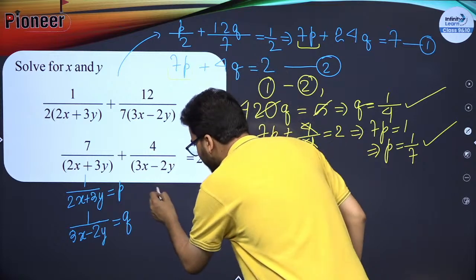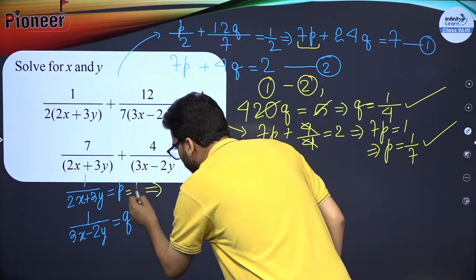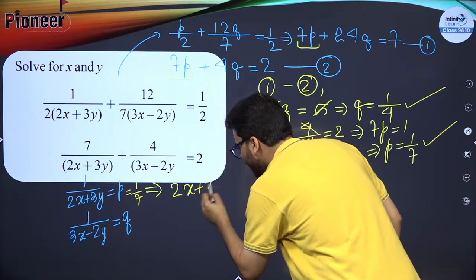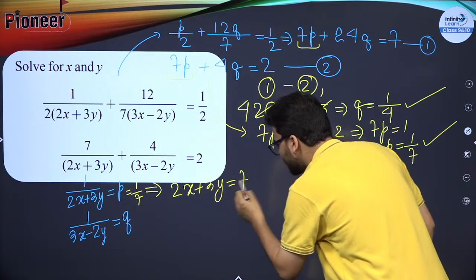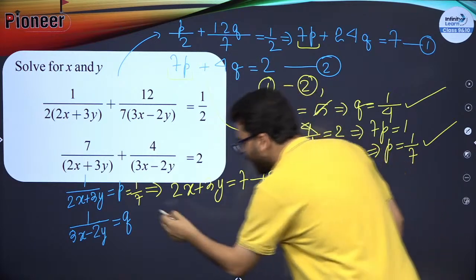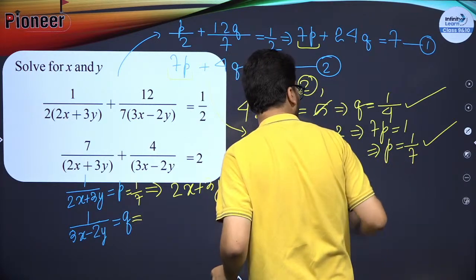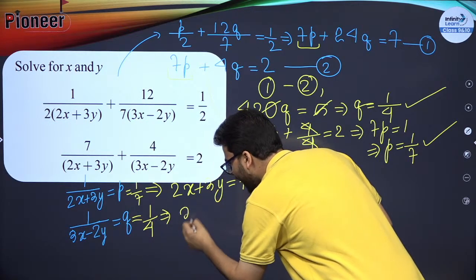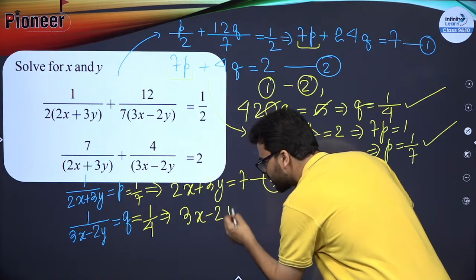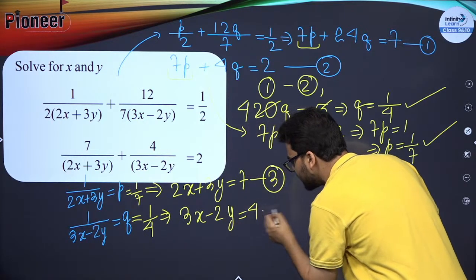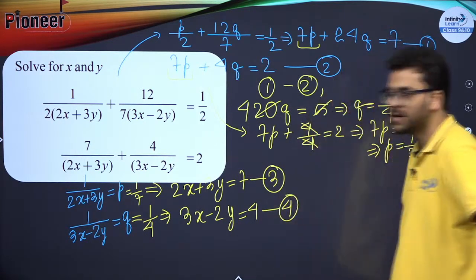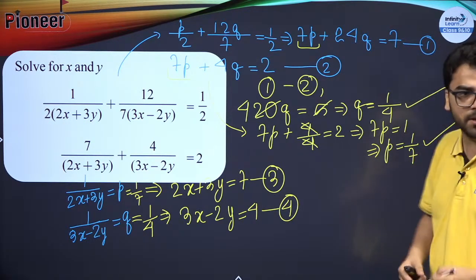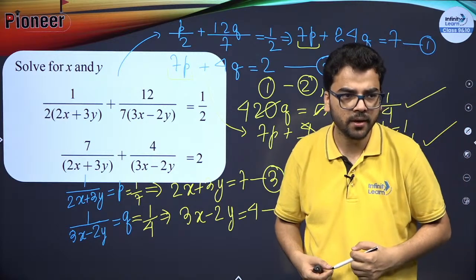So what will happen, guys? If I put p equal to 1 by 7, can I not say that 2x plus 3y is equal to 7? And this is the third equation over here. And if I put q is equal to 1 by 4 over here, can I not say, guys, that 3x minus 2y is equal to 4? This is the fourth equation. Is this clear to every student up till here? Yeah, p is equal to 1 by 7, that is correct, Prathamesh, but that is not the answer.